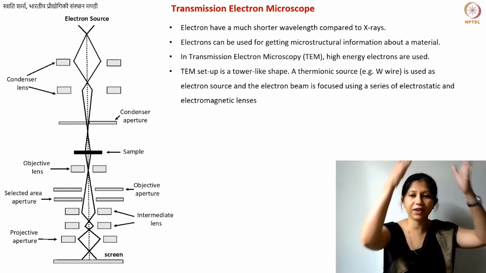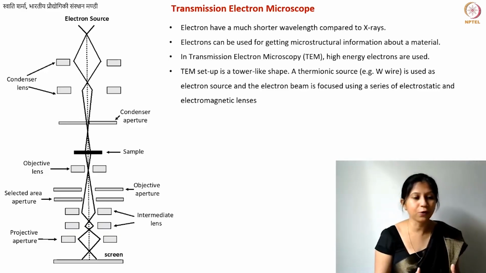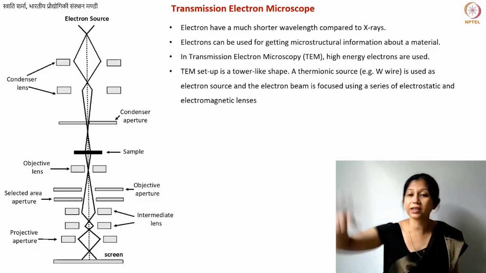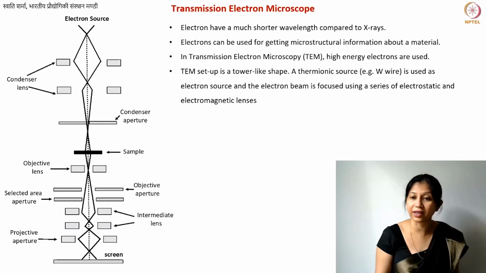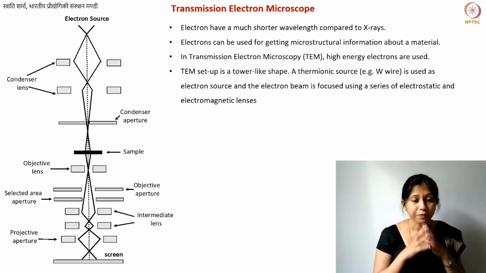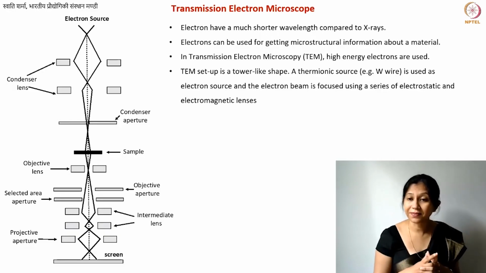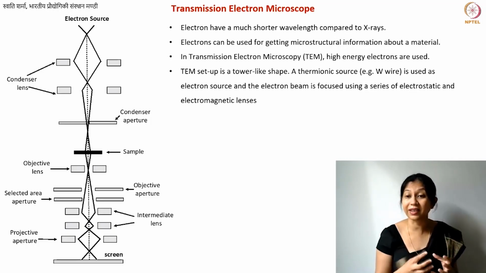Here you can see that this is a very long structure. If you see a transmission electron microscope in some lab, it looks like a tower, a tower-like structure, 6, 7 or more feet high. These towers contain various lenses, and these lenses are not what you would think of as optical lenses. These are electrostatic and electromagnetic lenses. So these are specialized lenses.